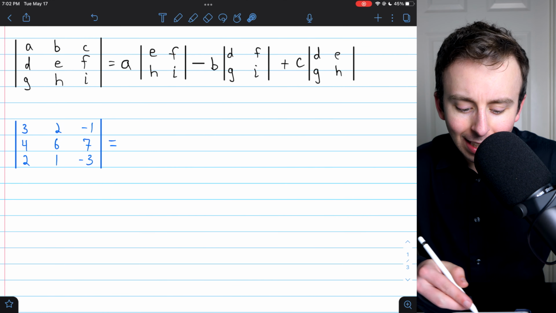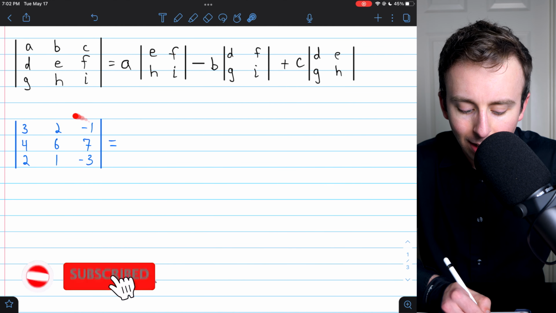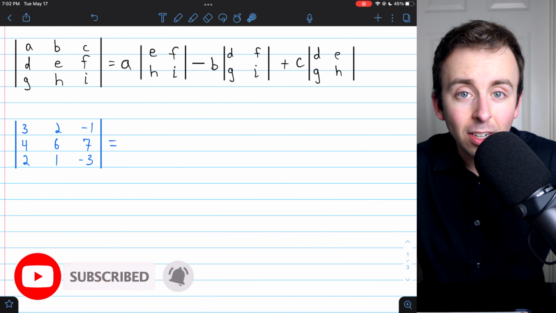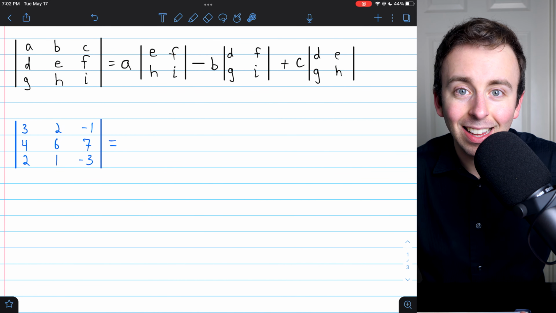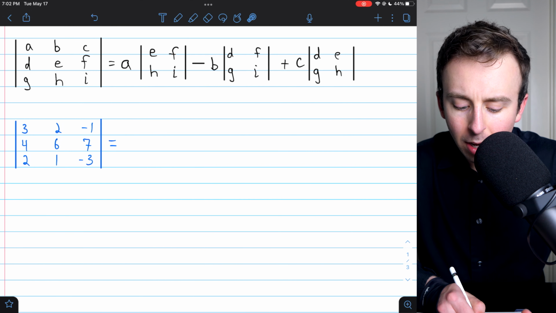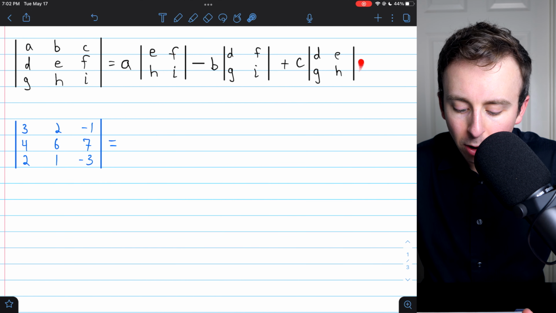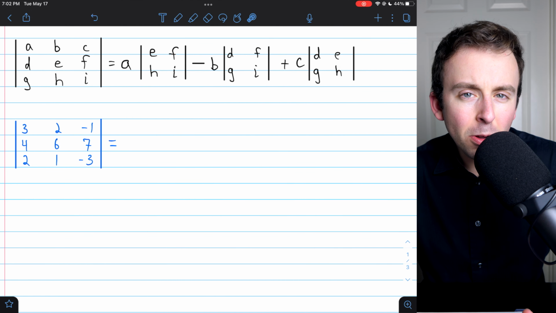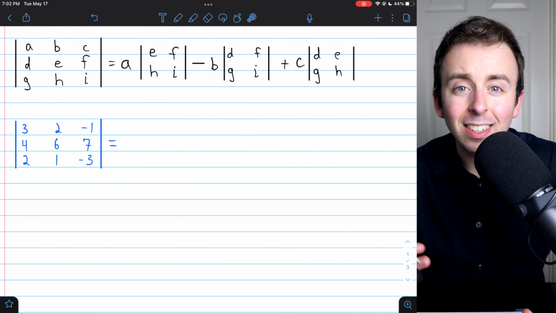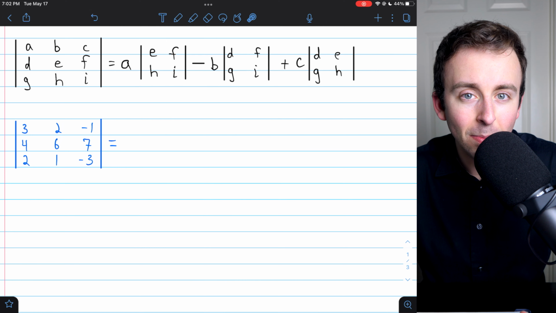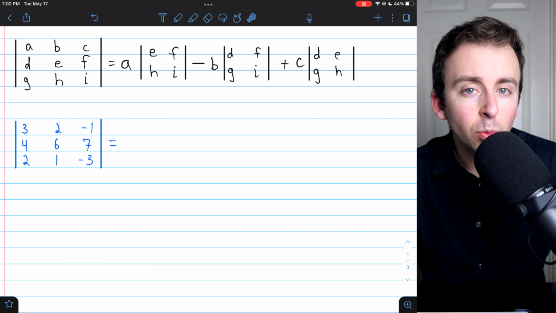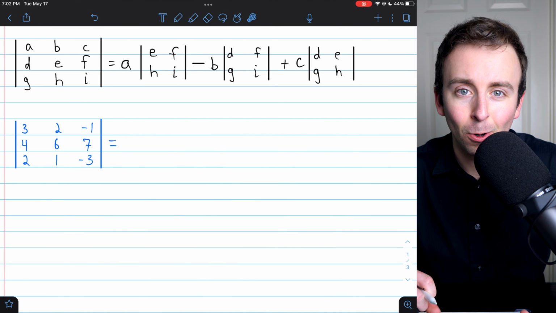Hi there, we're going to calculate the determinant of this 3 by 3 matrix. Notice the determinant is denoted by these straight lines on the side. I've written the formula for a 3 by 3 determinant here in black, but you really shouldn't memorize that. Instead, you should memorize the pattern that we use to create it. And I hope going through this example will help you remember what that pattern is.